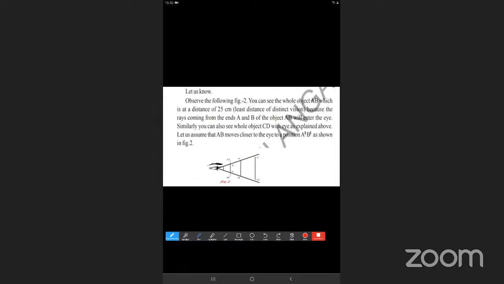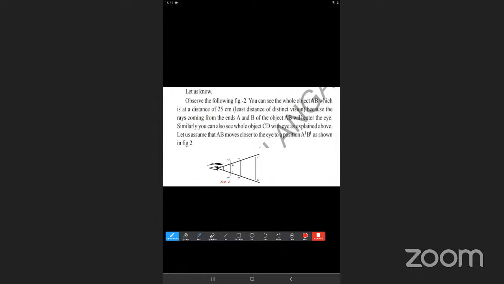Right? So similarly, you can also see the whole object CD with eyes as explained above here. Right? So the rays from the top C and bottom D will reach your eye. So here also you are able to see the whole object.